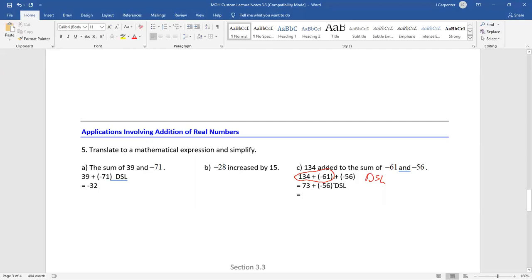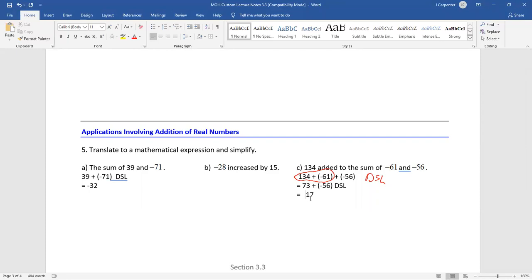73 is bigger than 56, again, ignoring the signs. So we're going to do 73 minus 56. Well, 13 minus 6 is going to be 7. Then 6 minus 5 is 1. So that's going to be 17. Then we keep the sign of the larger. 73 is larger. 73 is positive. So that is a positive 17. And that's it.